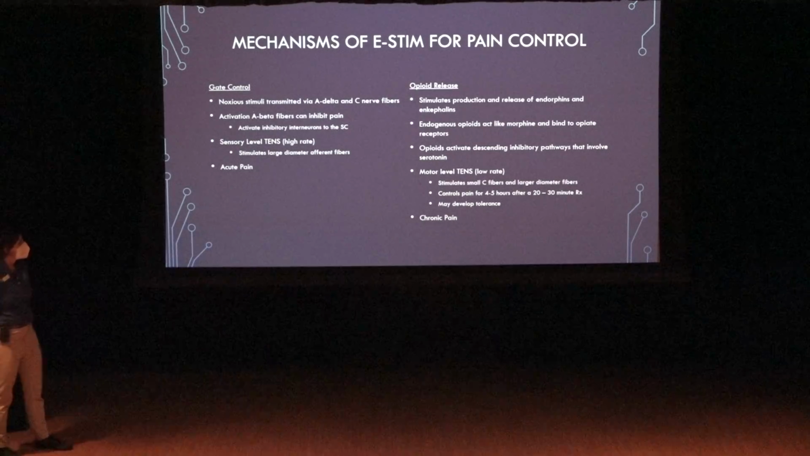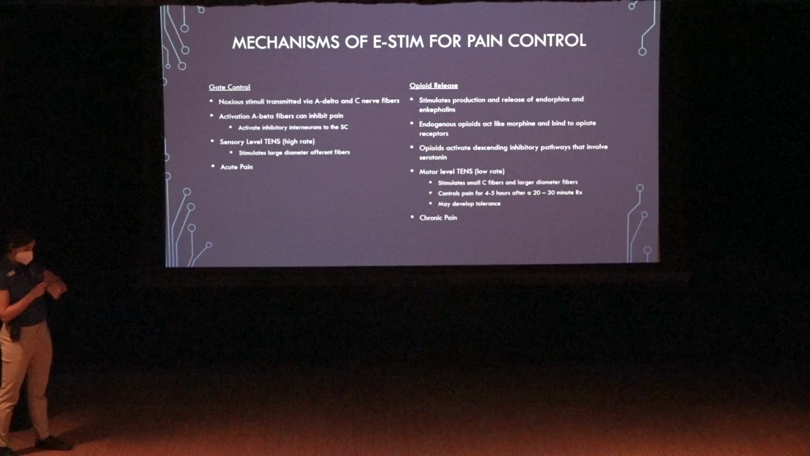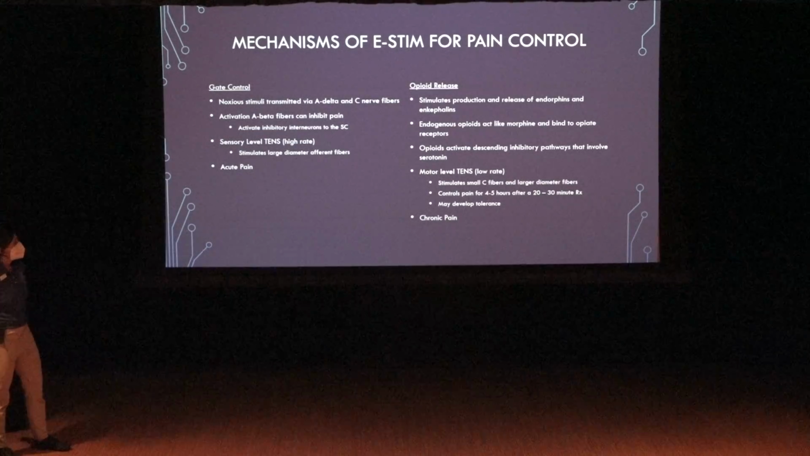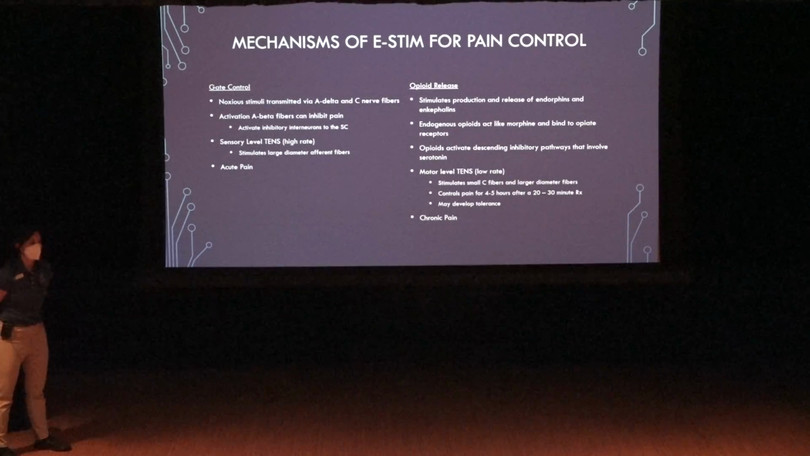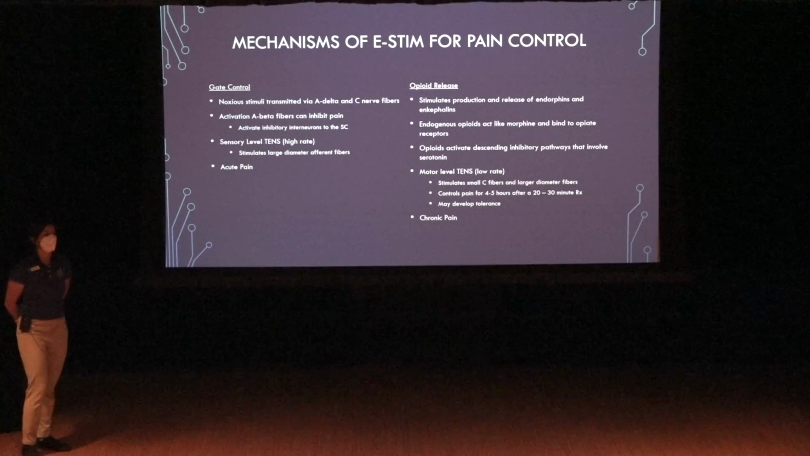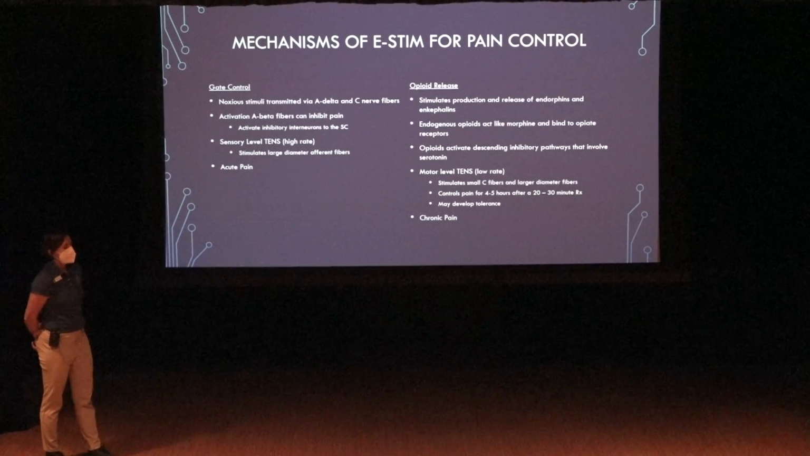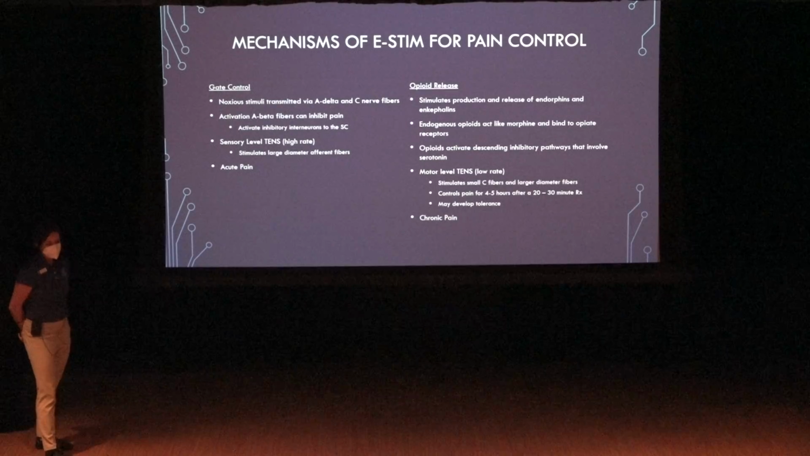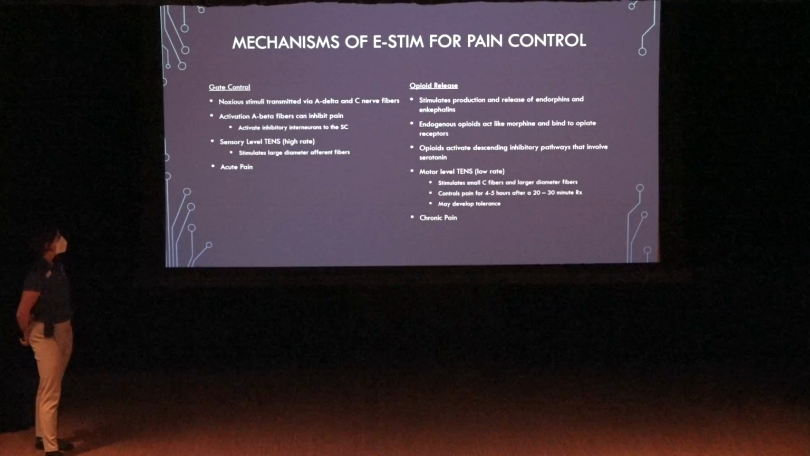Okay, E-STIM for pain control. So we have gate control and opioid release. So the gate control theory is that acute pain theory, where we have sensory TENS we usually engage. So if you want to engage your sensory TENS, you want to set that frequency pretty high. Okay, so that's on your sheet. It's about 80 to 150, I think, is the range there.